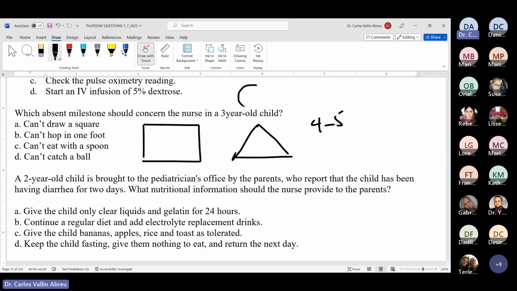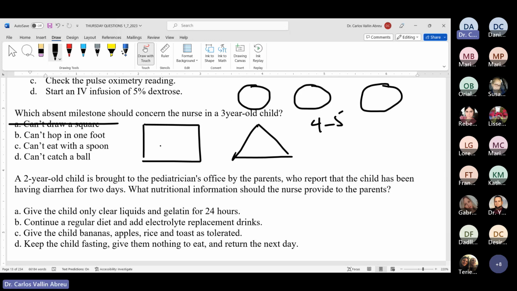What they can do is a circle. No problem with a circle. They can imitate a circle, but geometric figures with angles, forget it. At 3 years it's too much. So no problem. I don't care that they cannot do a square because it's too difficult for them.